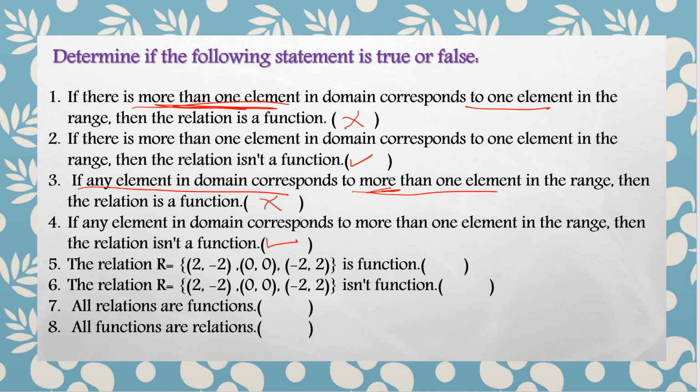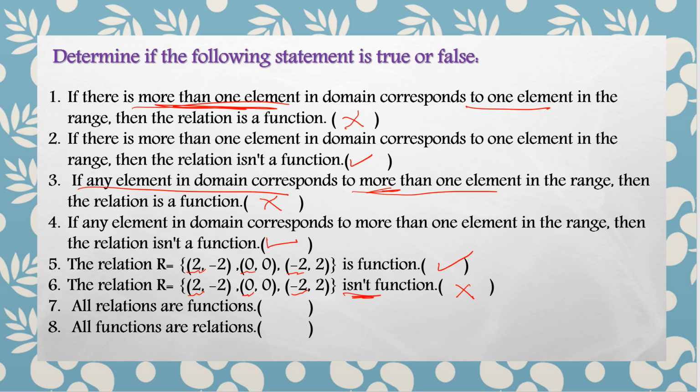Statement 5, the relation (2, -2), (0, 0), (-2, 2) is a function. This is true because each element in a domain corresponds to only one element in the range. So this is a function. Statement 6, the relation isn't a function. Here, each element in domain corresponds to exactly one element in the range. So this is a function and this statement is false, not true, because here he is saying it's not a function.